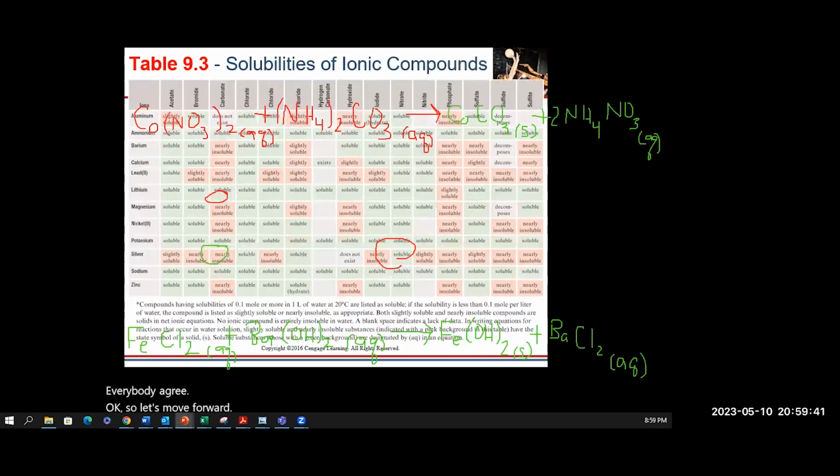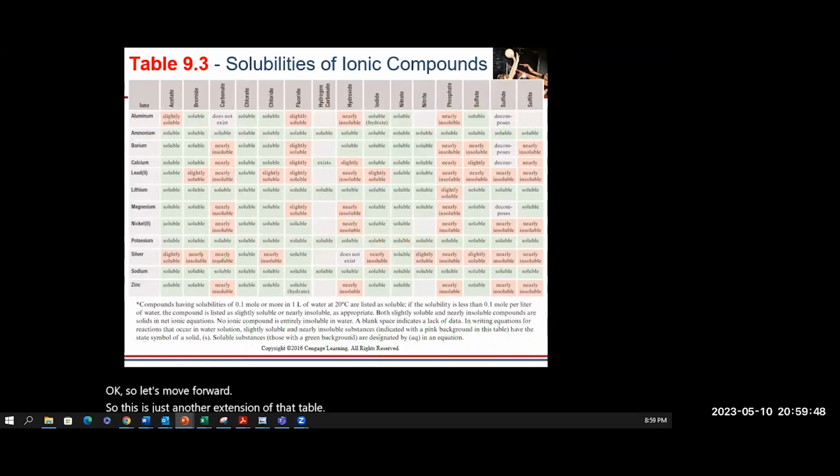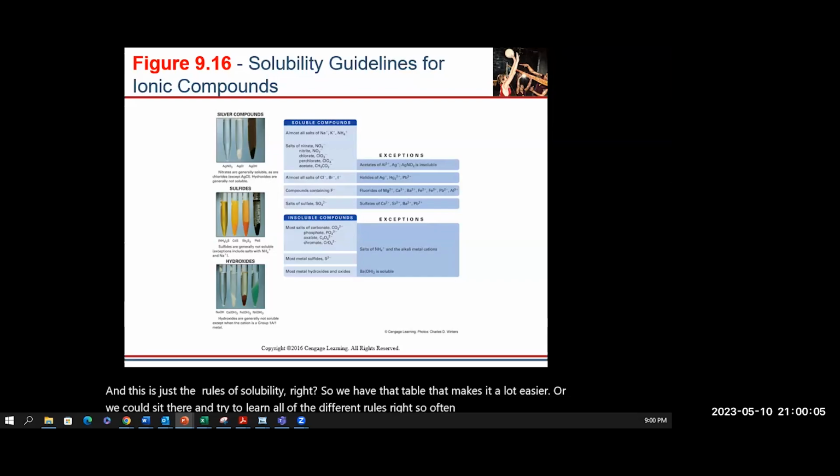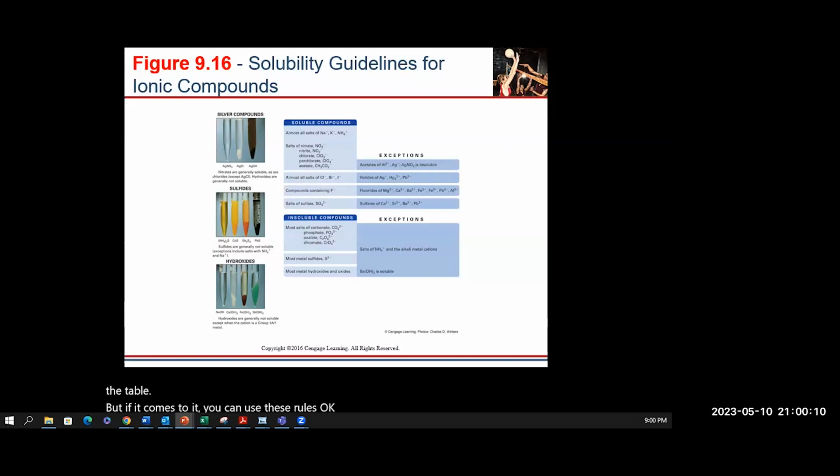So this is just another extension of that table. This is just the hardcore rules of solubility. We have that table that makes it a lot easier, or we could sit there and try to learn all of the different rules. Often you guys can use the table, but if it comes to it, you can use these rules, okay? Are you guys clear? Yes, sir. Okay, good.